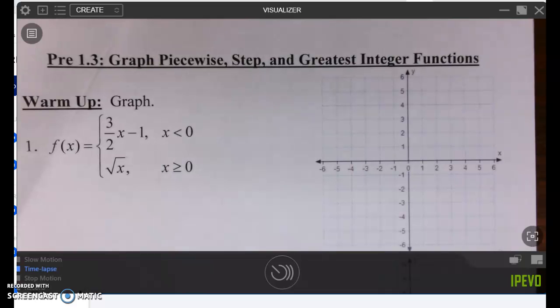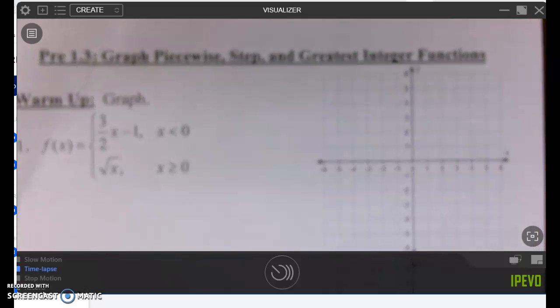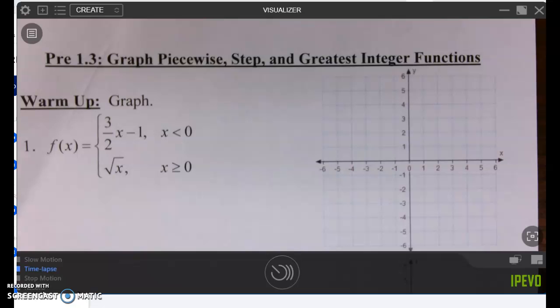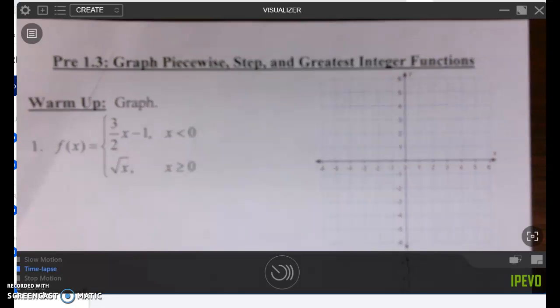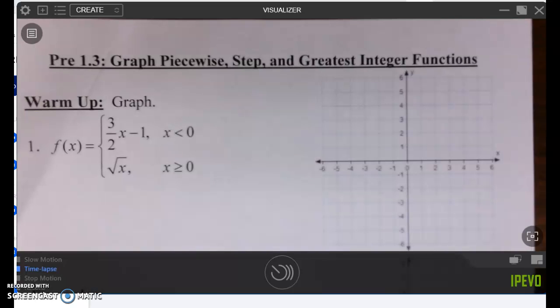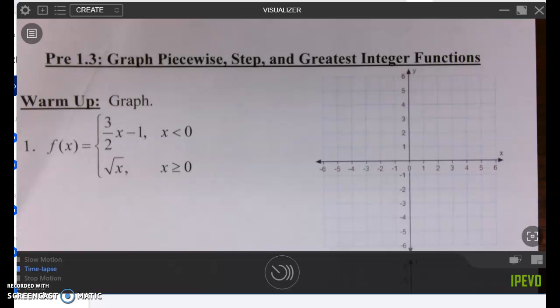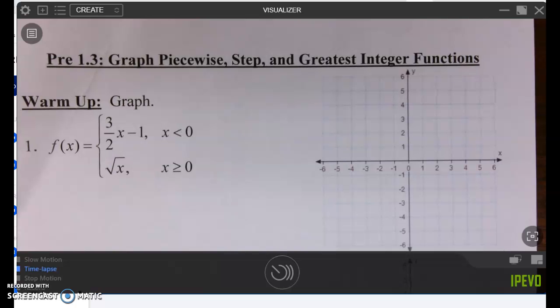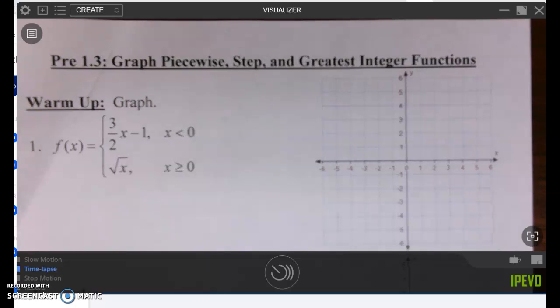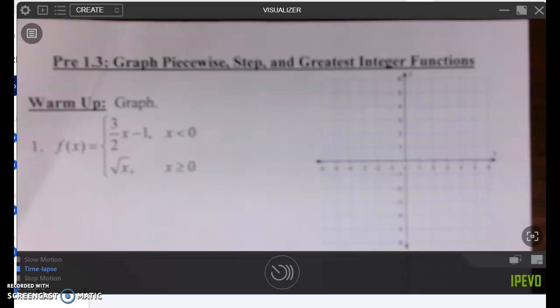So remember, we did one of these earlier in the week, and this is where you have the graph in pieces. And so the first piece of the graph is a line. It's f of x, or y, is equal to 3/2 x minus 1. And the second part is the square root function. And we're doing the line for x values that are less than 0, and we're doing the square root function for values that are greater than or equal to 0 for the x.